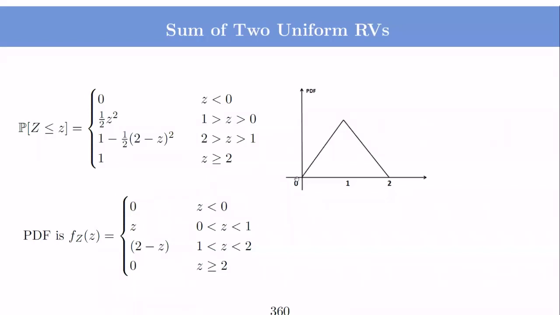So this means the density increases as you go to 1, and then it decreases and becomes 0. Earlier, the uniform random variable was constant between 0 to 1, but the summation, if both are 1, can be between 0 to 2. It has a high chance to be closer to 1. And as you move to both edges, the probability decreases.